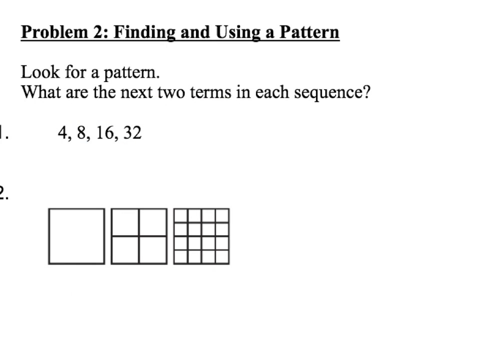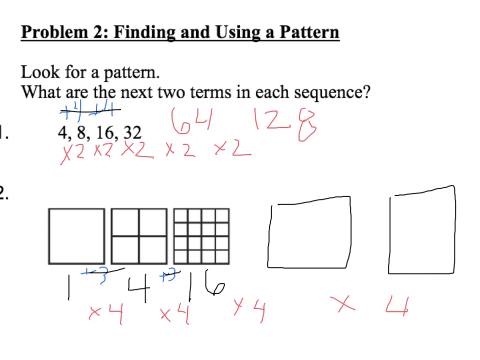Right now I want you to pause and try to figure out the next 2 terms of each figure or each pattern. So if you look at the first pattern, again, I tried to add 4 each time and that didn't work, so I crossed that out. Then I noticed 4 times 2 is 8. 8 times 2 is 16. 16 times 2 is 32. So that's my pattern. So my next 2 terms would be 64 and 128.